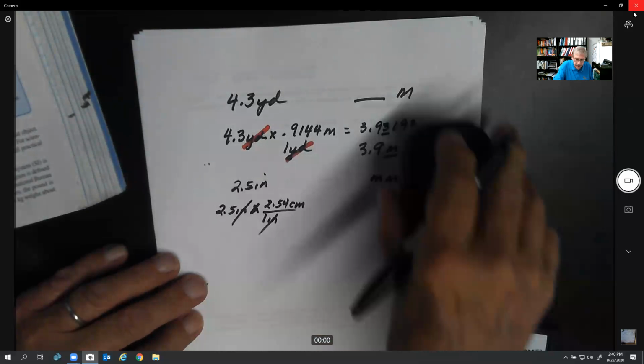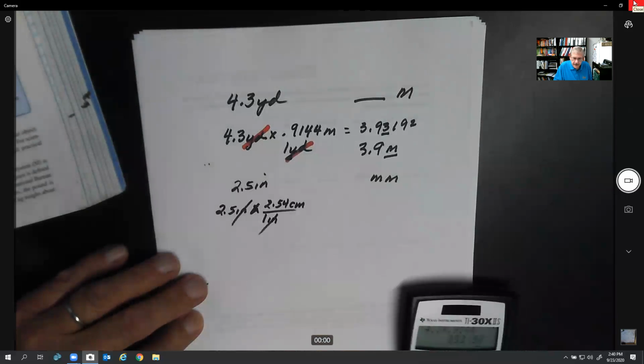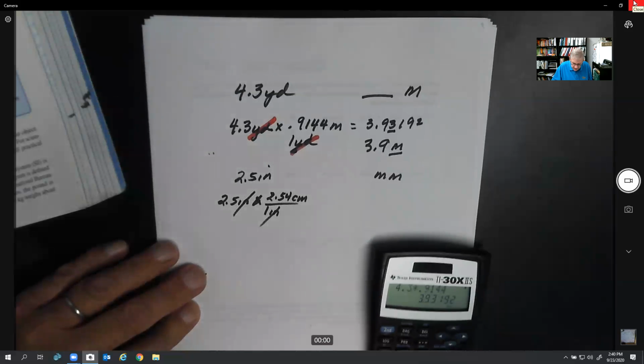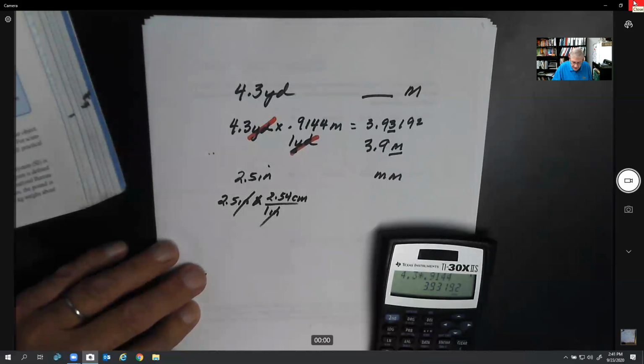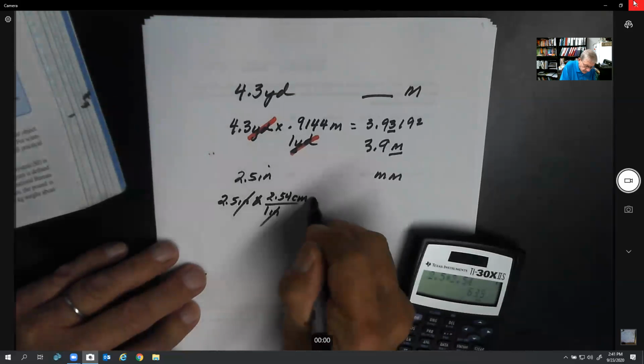2.5. What am I doing with the mouse here? Okay, let's clear this. Clear. I think I've been doing too many of these in one day. Times 2.54 equals. So I come up with 6.35.